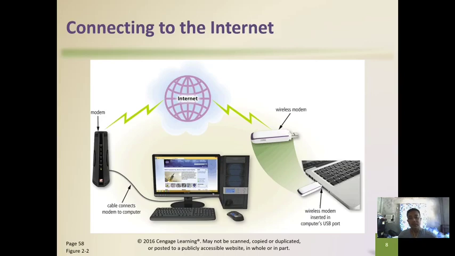So this is the common diagram, or the best or simplest way for you to connect to the internet. This desktop here is connected to a modem, and the modem is used to digitize the signal, either to modulate or demodulate the signal from a specific source.